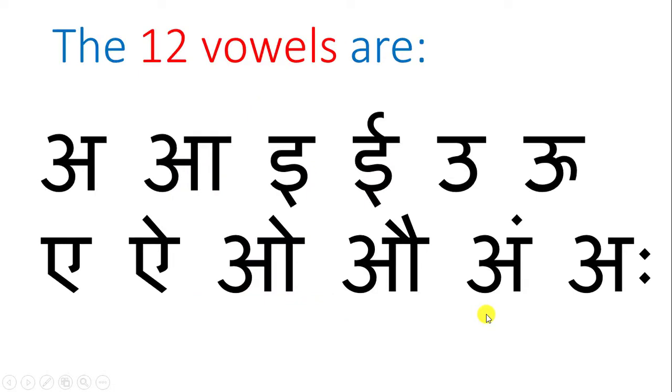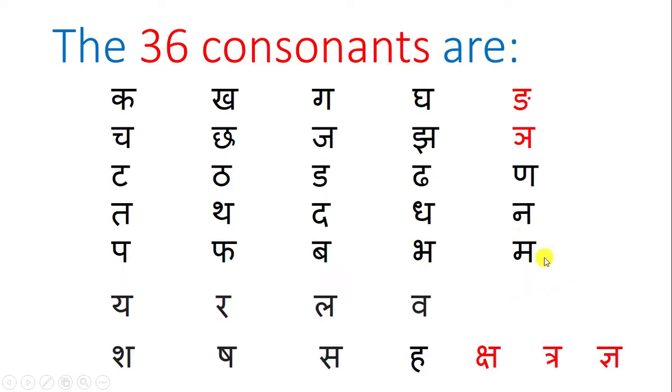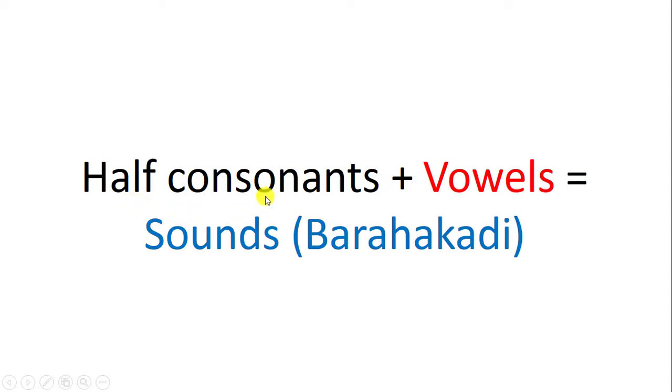Now, in the previous lesson we have learned about the vowels of Hindi. They are A, I, U, Ye, I, O, Au, and Aha. We have also seen the consonants of Hindi language, and we know that half consonants plus vowels equal sounds. There was a lesson about half consonants also, and this sound is called Baraha Kadi in Hindi. Although I like to call it sound.